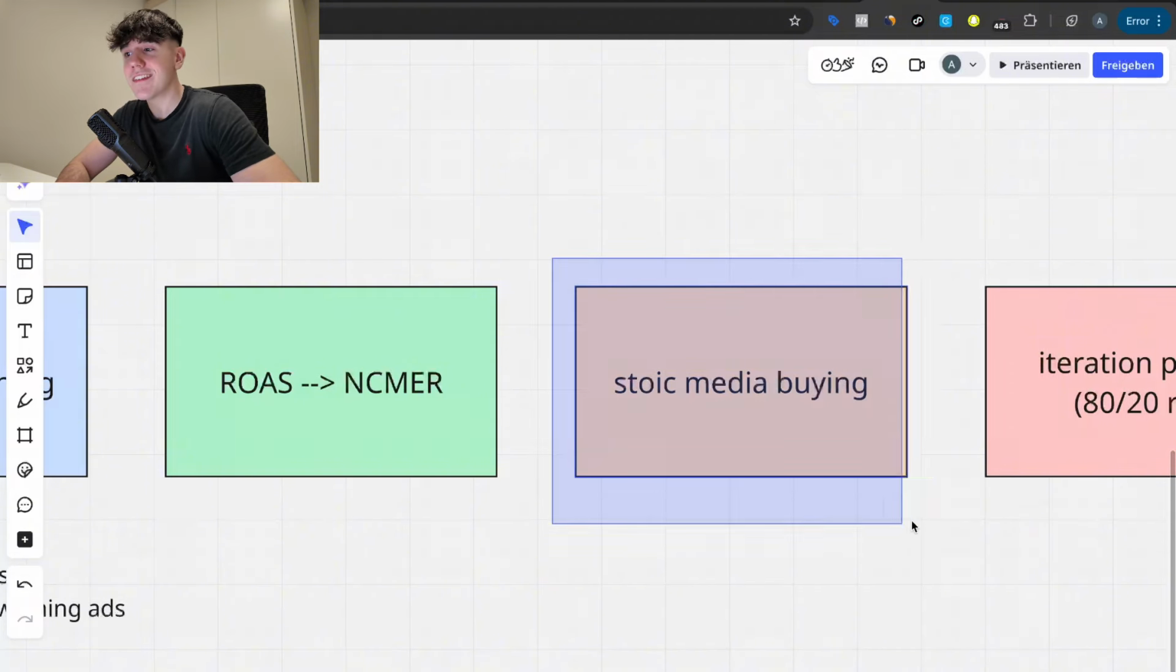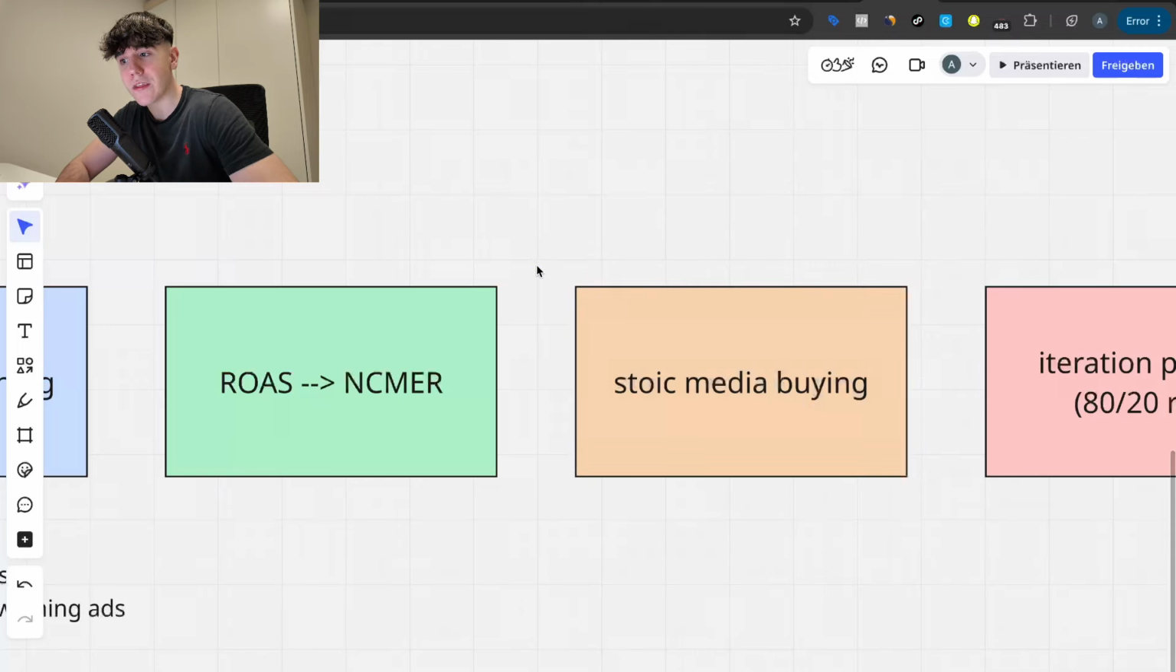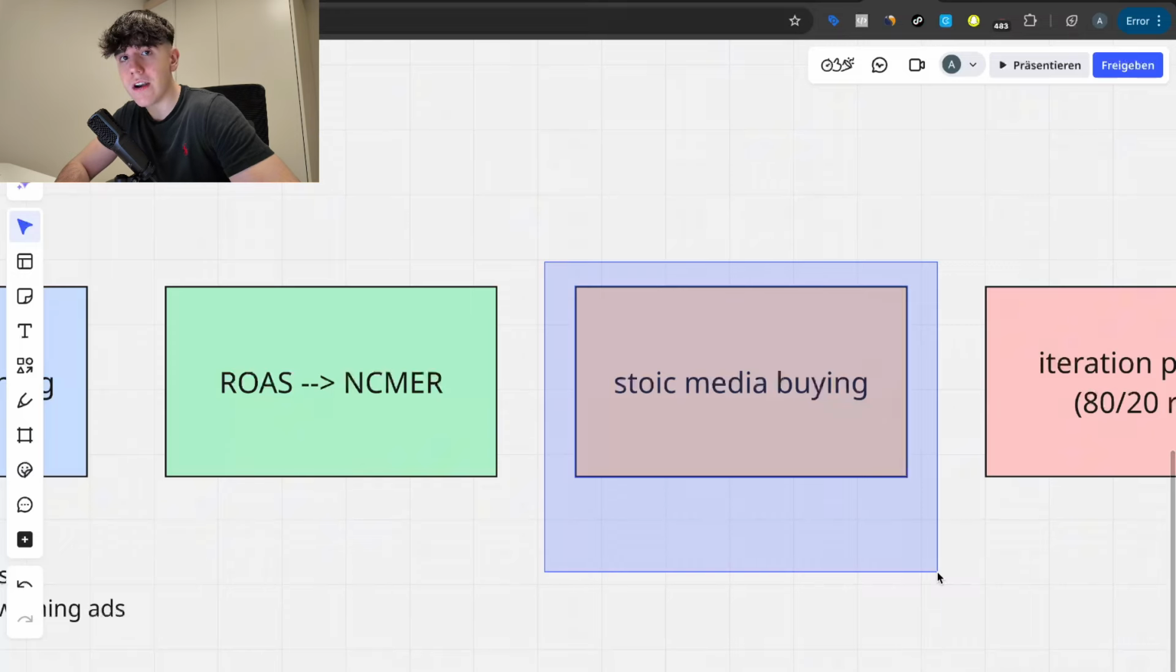It's Giga Chad style media buying. It's ridiculous how they do it. It's stoic. You cannot have a paranoid media buyer. If you have one, by all means, fire him. Okay.